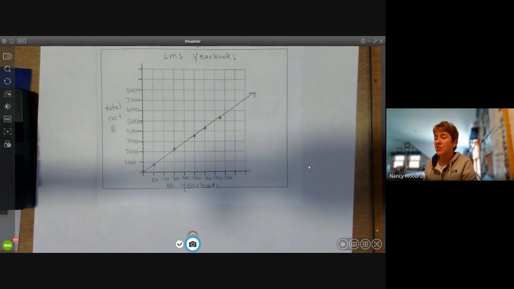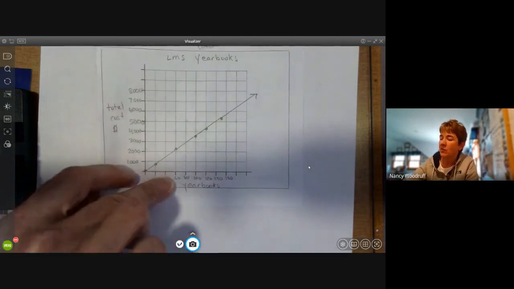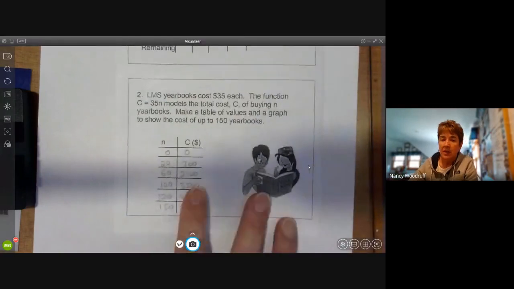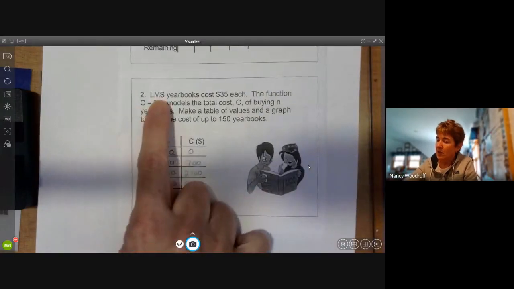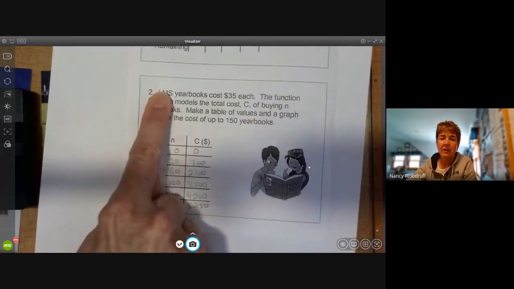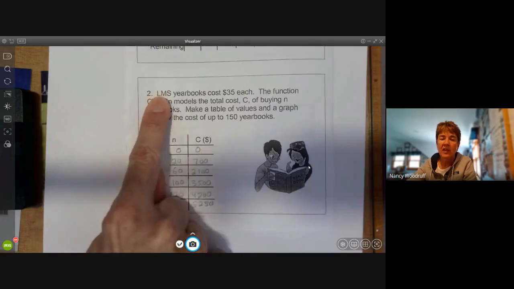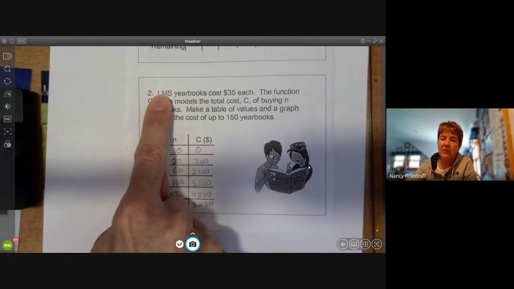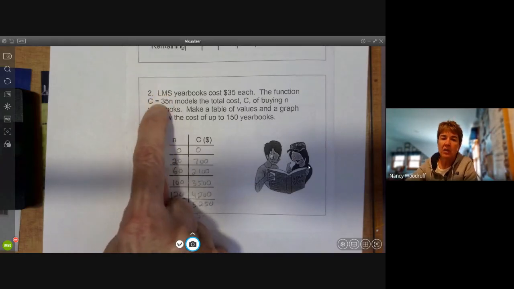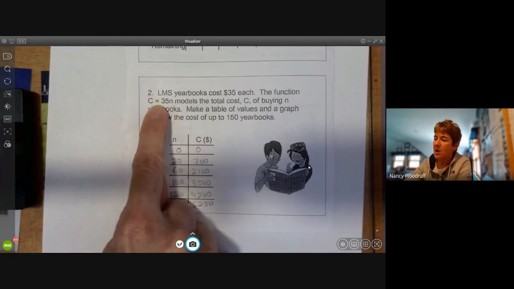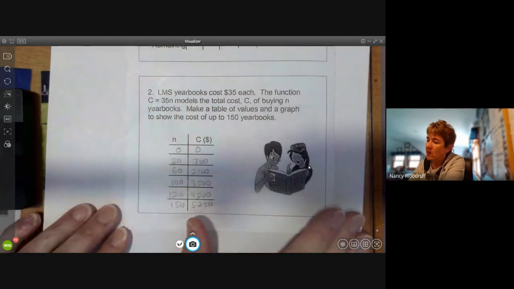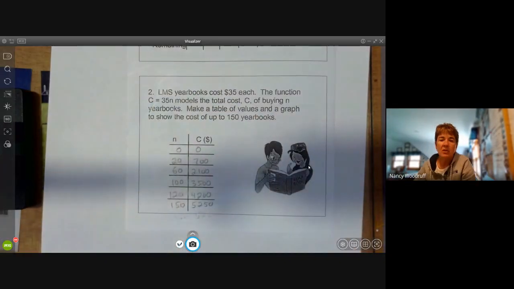Well, what is the next EdPuzzle going to do? Let me just flip this back around. It's going to talk about what if this rule hadn't been there. So what if it said LMS yearbooks cost $35 each? Make a function rule. So it's going to talk about how to come up with these function rules. That's kind of what we're going to be talking about next.